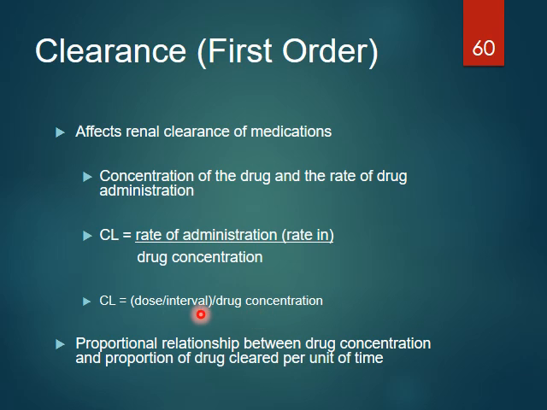So the key point here is that there's a proportional relationship. Even though I'm increasing my dose, if I give a bigger amount into the central circulation, the clearance is going to go up proportionally with that. Doesn't matter, because I'm always going to be metabolizing the same proportion of drug per unit of time.